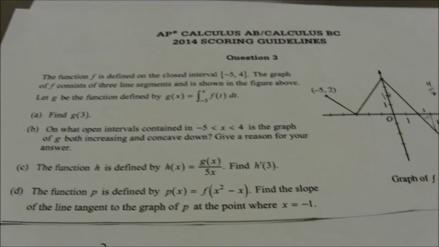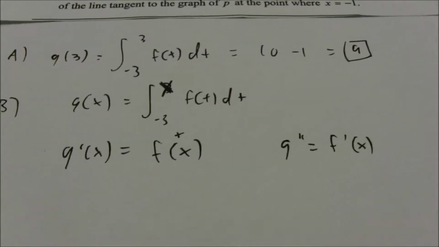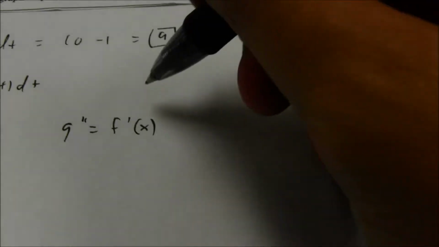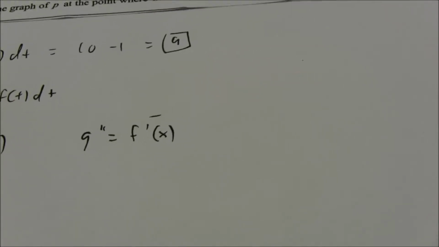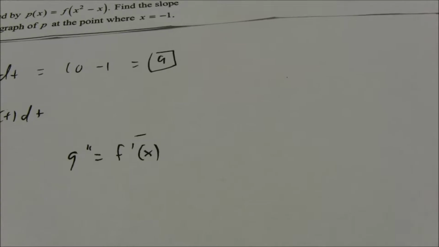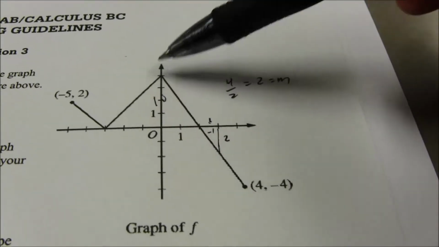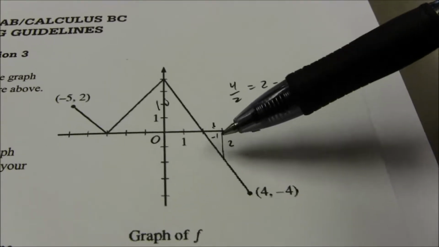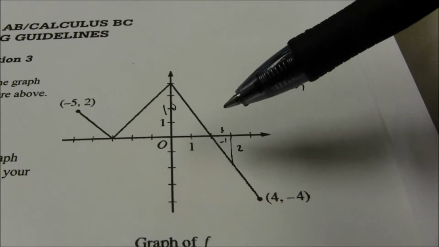So again, if you go back and look at the question, I'm looking for places where the graph of g is increasing and concave down. So we're looking for positive g prime, which is positive values of function f, and we're looking for concave down, which is going to be negative values of f prime. Okay, so negative values of f prime, positive values of f. So if we look at this graph here, we're looking for anywhere where the functional value is positive, but the slope is negative, because f prime, which is really g double prime, needs to be negative.